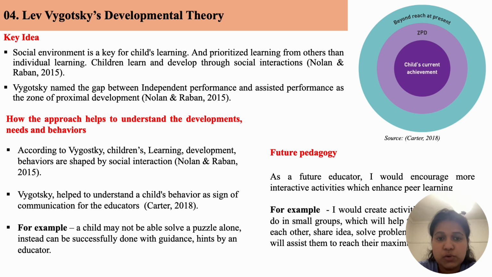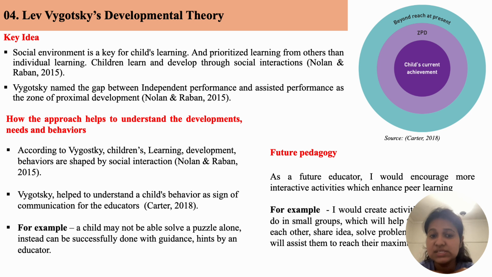And then I'm going to talk about Vygotsky's development theory. Vygotsky's theory is more contrasting than Piaget's theory. According to Vygotsky, children learn, develop, and their behaviors are shaped through social interaction, according to Nolan and Raban. So he prioritized learning from others over individual learning. Vygotsky says children perform less when they learn individually, but assisted performance is their highest level of performance. In between, he identified the zone of proximal development.